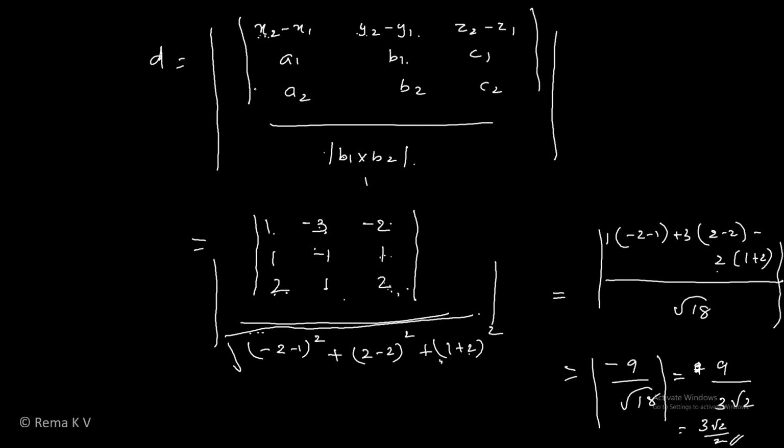You only have to remember this part of the result. This is a determinant, and the first row is x2 minus x1, y2 minus y1, z2 minus z1. The second row is the scalar components of the first vector b1, and the third row is the scalar components of the second vector. Then using these two rows you can find the modulus of b1 cross b2. Then take its modulus. It gives the shortest distance between two lines.